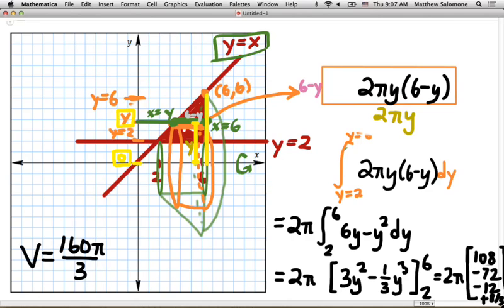So 108 minus 72 minus 12, that's 108 minus 84, that's 24. So I have 24 plus 8/3 times 2 pi. 24 plus 8/3 is 72 plus 8 over 3, that's 80 over 3. Oh, look at that. Sure enough, that's 160 pi over 3. Yay. When the dust settles, we get the same answer for this volume.